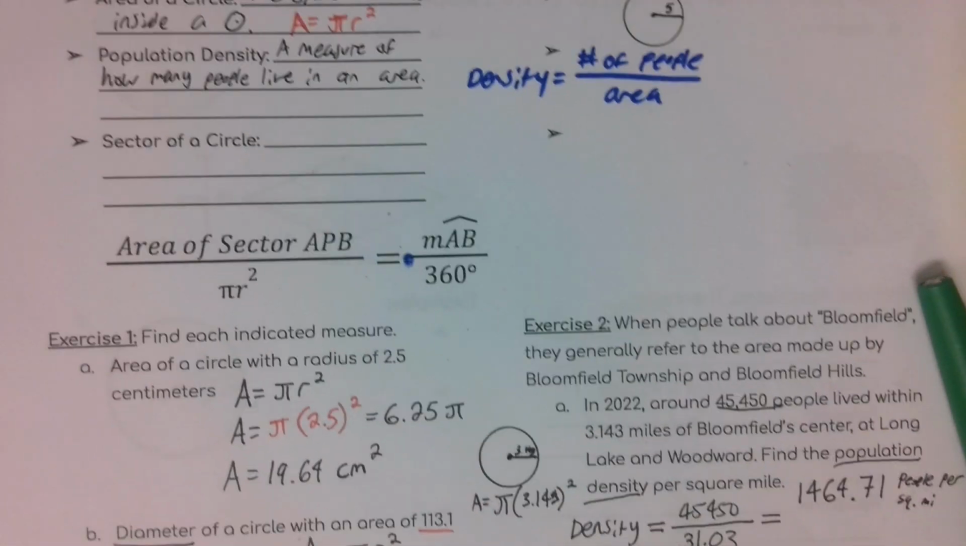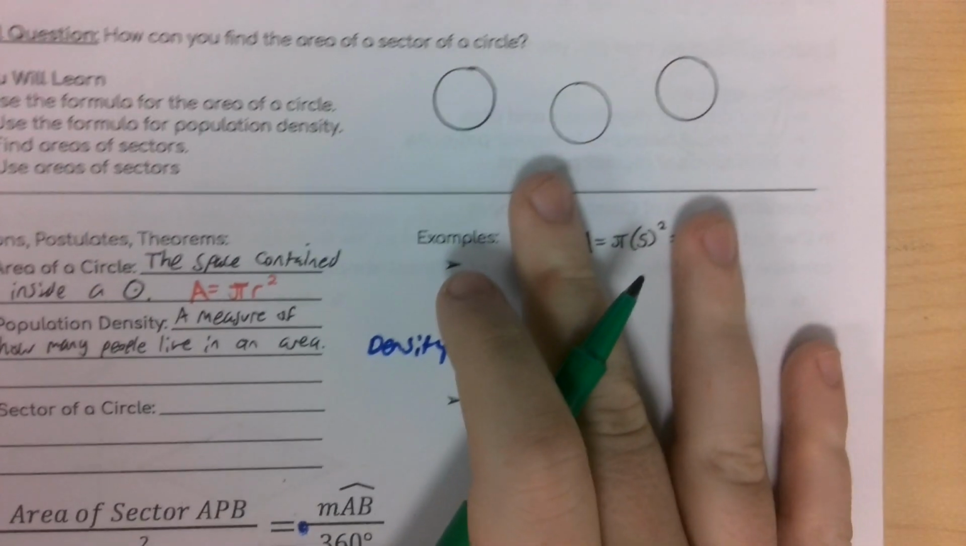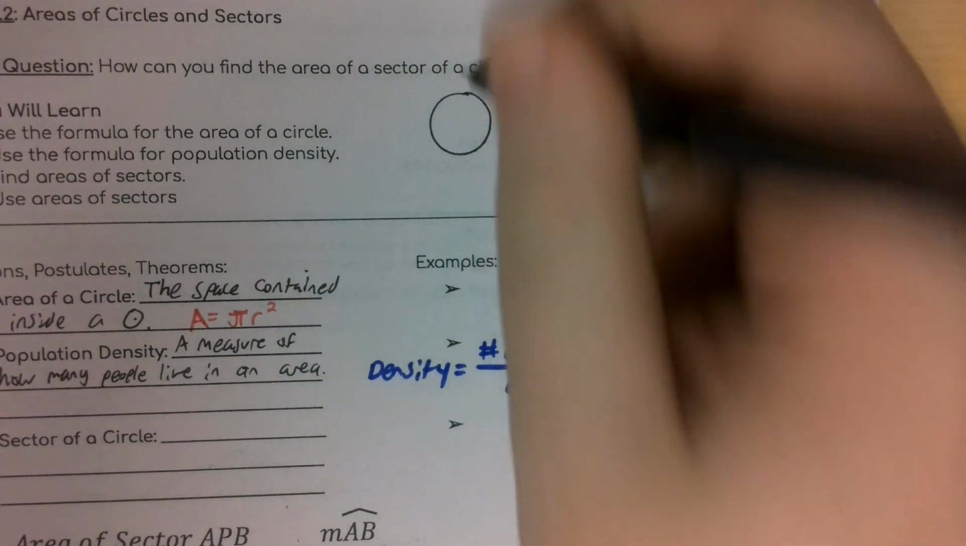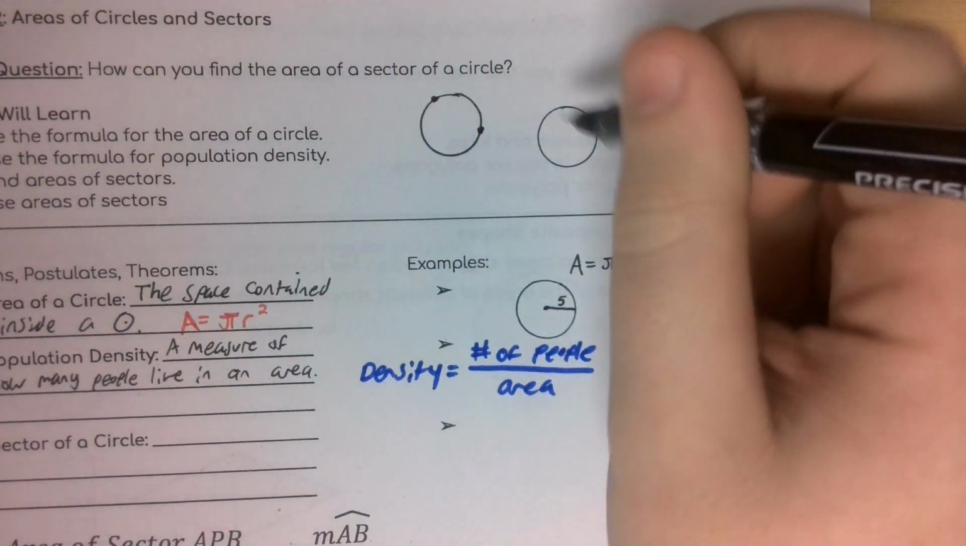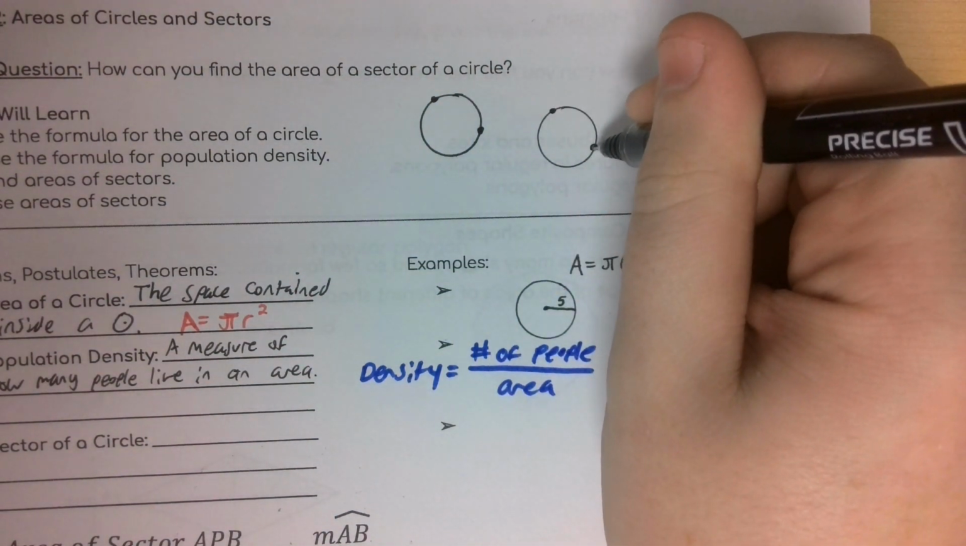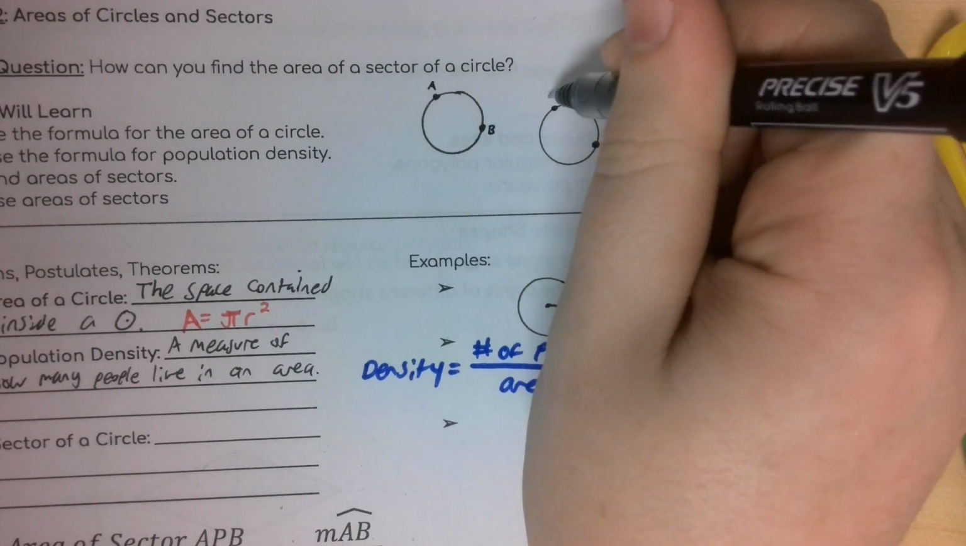Let's take a look at our last definition for today, folks. Our last definition is the sector of a circle. Now, when we talk about a sector of a circle, I want to do a little bit of review about what we learned last class. So last class, we learned that we could compare an arc's measure to an arc's length. Let's call these points A and B.